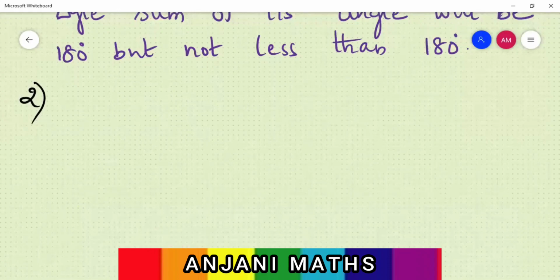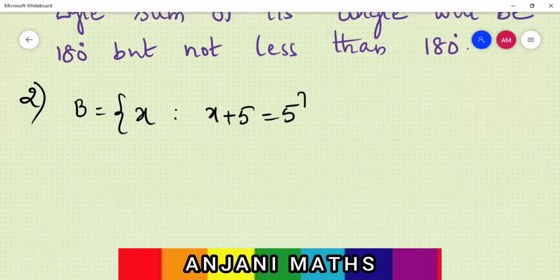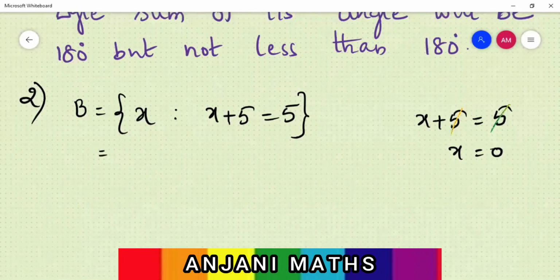Second problem. B is equal to x such that x plus 5 is equal to 5. So in order to find the elements in this set, first we have to solve the equation given in that set. So what's the condition? x plus 5 equal to 5. So what is the value of x here? x is equal to 0. For what different values of x is this condition satisfied? Only one. What is that? 0. So it has an element 0.